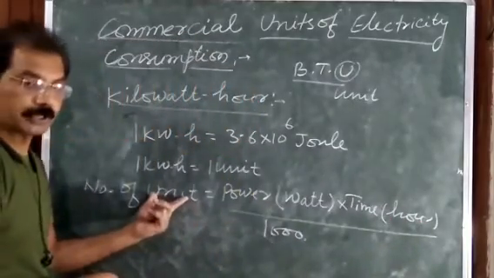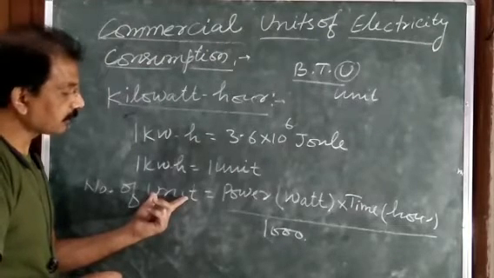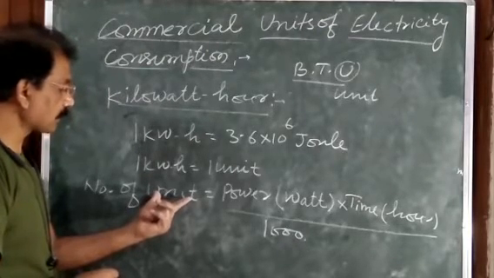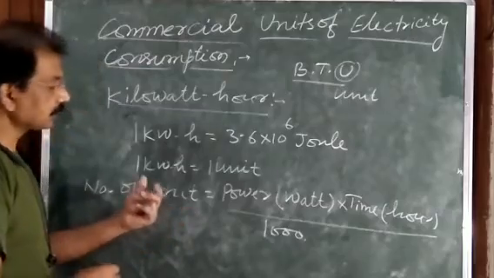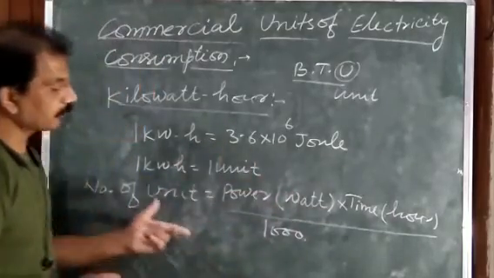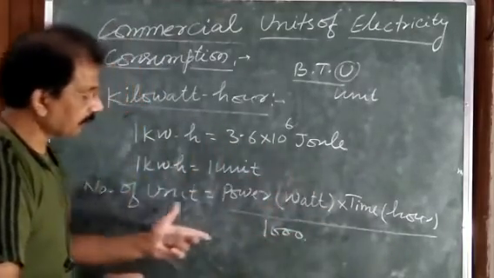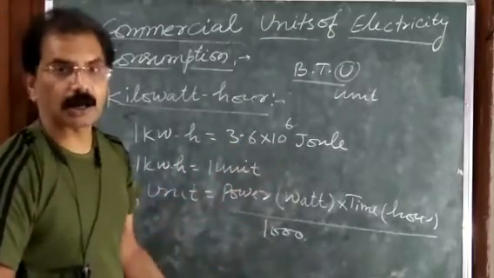And when you know the units, how many units of electricity we consume, and when you multiply by the cost of 1 unit of electricity, then you can find out the total amount of the electricity bill which is paid by any factory or household circuit.